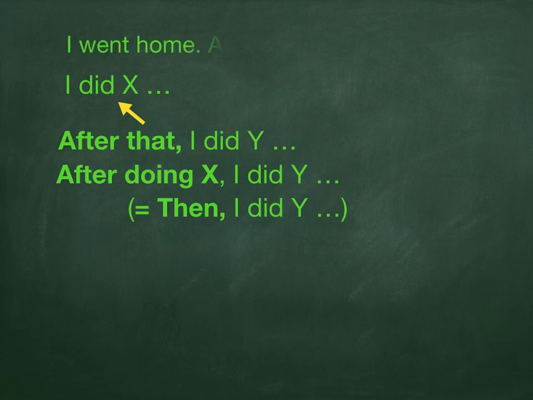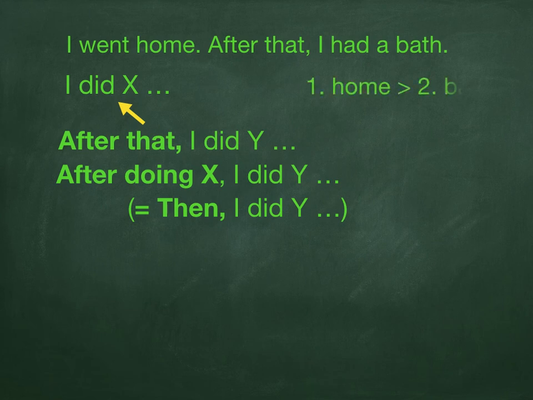Here's an example. I went home. After that, I had a bath. The order, the sequence, is very clear. First home, second bath.